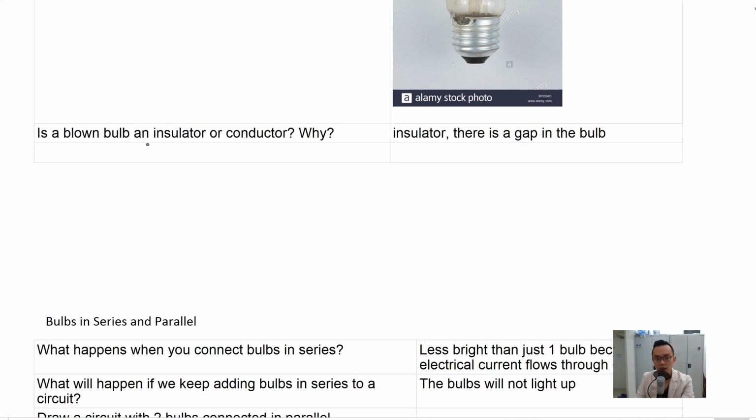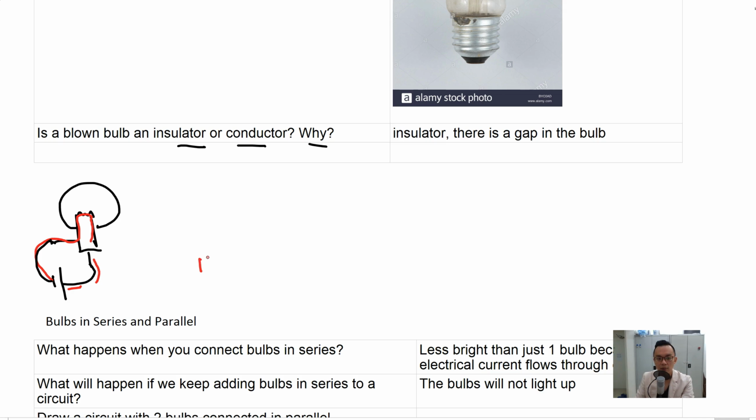Is a blown bulb an insulator or a conductor? Why? All right, so a usual bulb looks like this. And let's say there is a battery, a wire coming out, battery. So in a usual bulb, there are no gaps. All right, so the current moves from here to here, goes through here and comes out here. All right, so that's how the current moves.